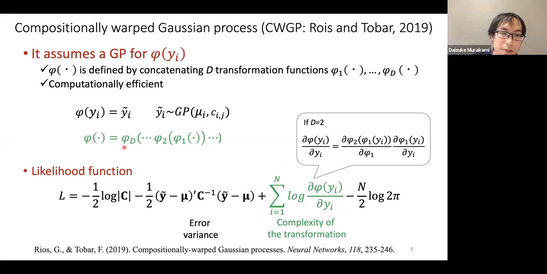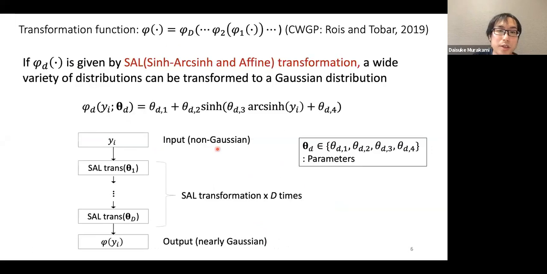I will then explain how to specify the transformation functions. In the original study of CWGP, they proposed the SAL transformation, a sinh, arcsinh, and affine transformation, which is defined like this. Basically, this transformation first transforms the observation y using an arcsinh transformation. Then it is again transformed using a sinh transformation. So this is called the SAL transformation. They said that if we iterate this transformation d times like this, a wide variety of non-Gaussian data y can be transformed to a nearly Gaussian distribution.